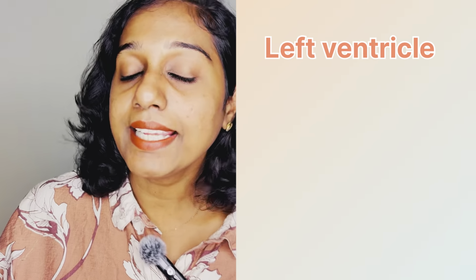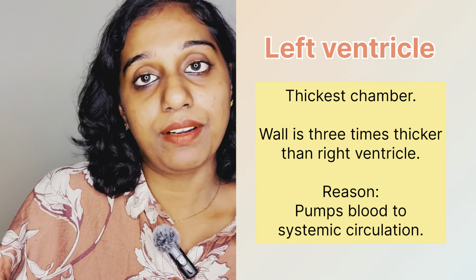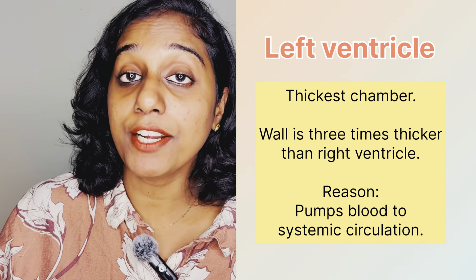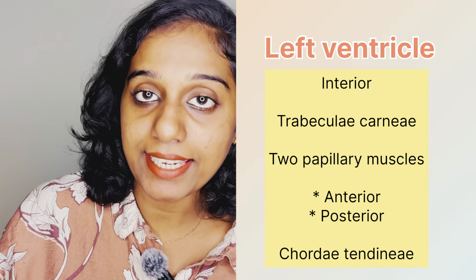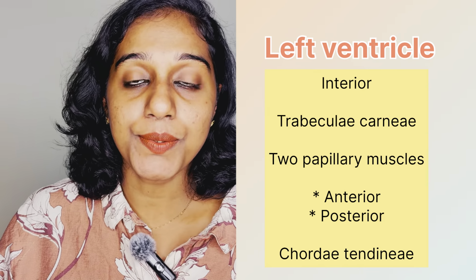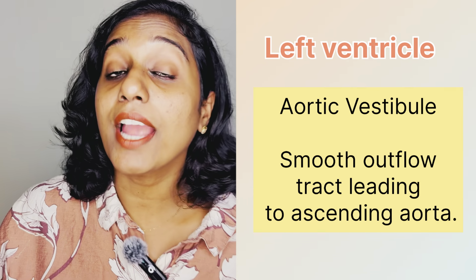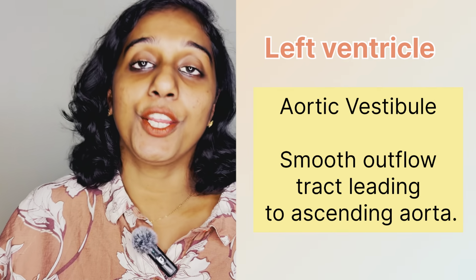Left ventricle, the thickest chamber, wall is 3 times thicker than the right ventricle. Reason is it pumps blood to the systemic circulation. Interior consists of trabeculae carneae, papillary muscles, which are two: anterior and posterior, chordae tendineae. Also aortic vestibule, smooth outflow tract leading to the ascending aorta.